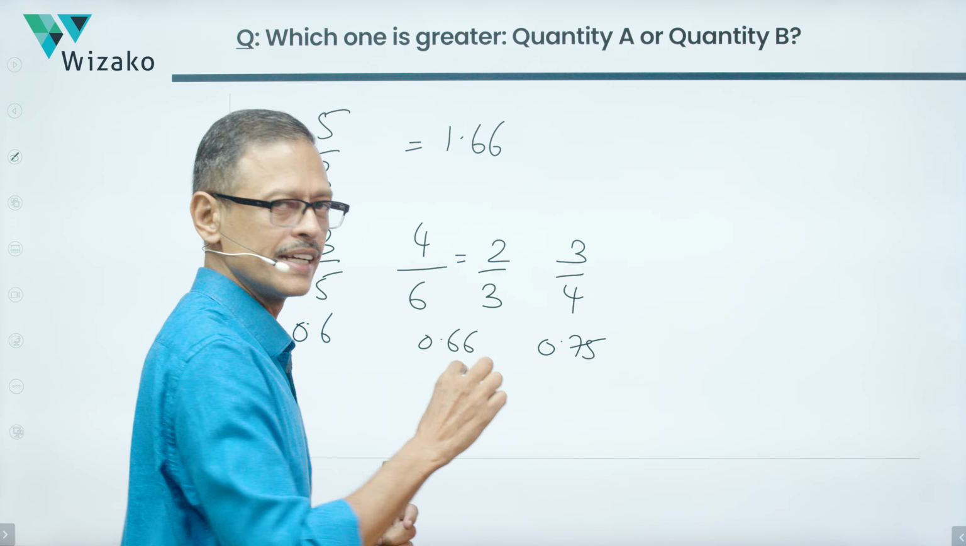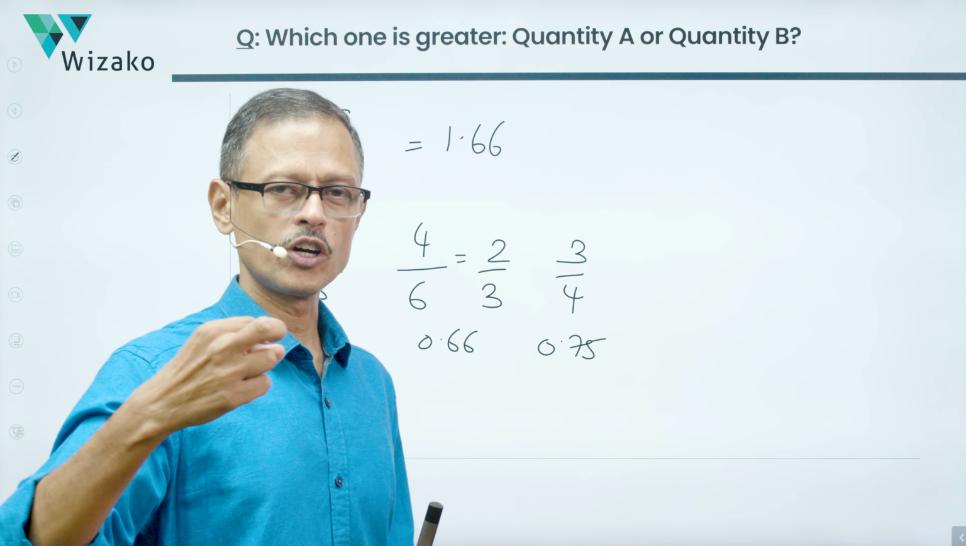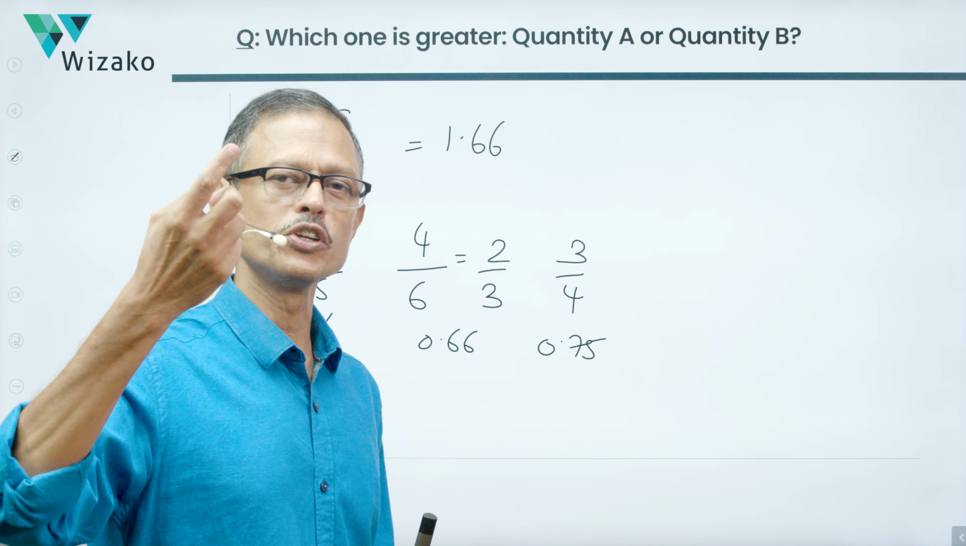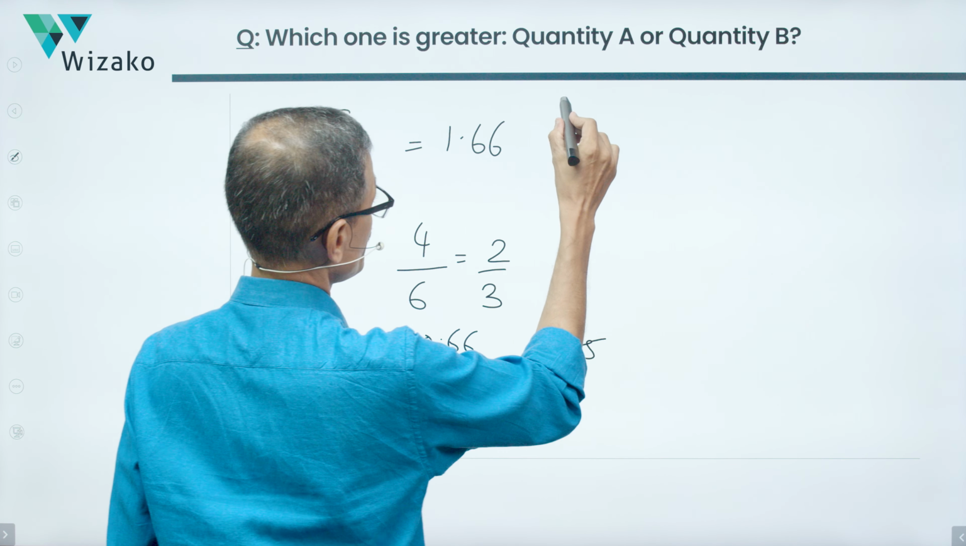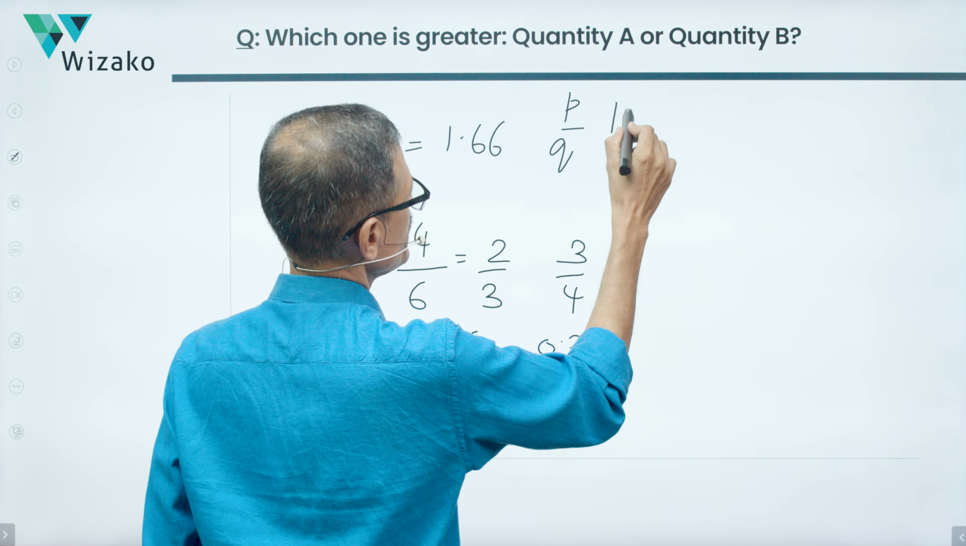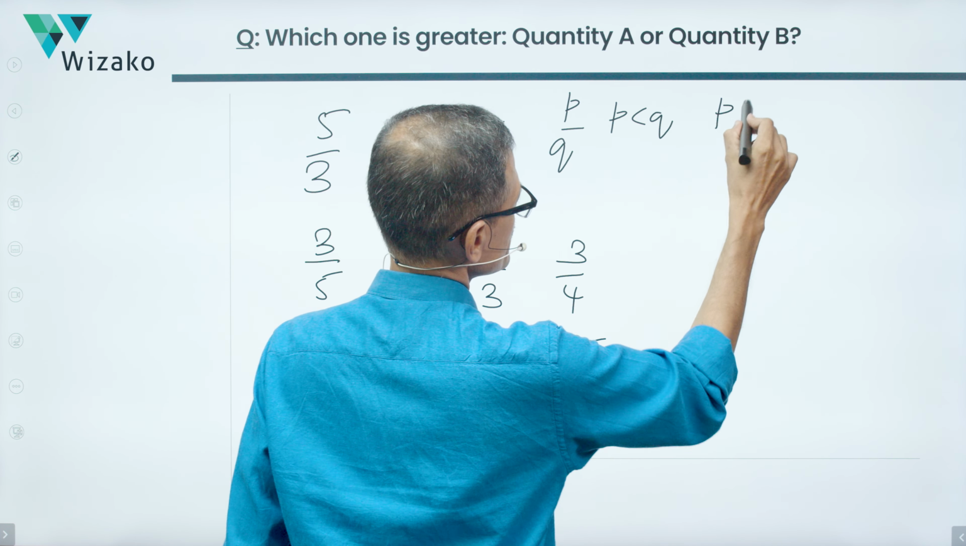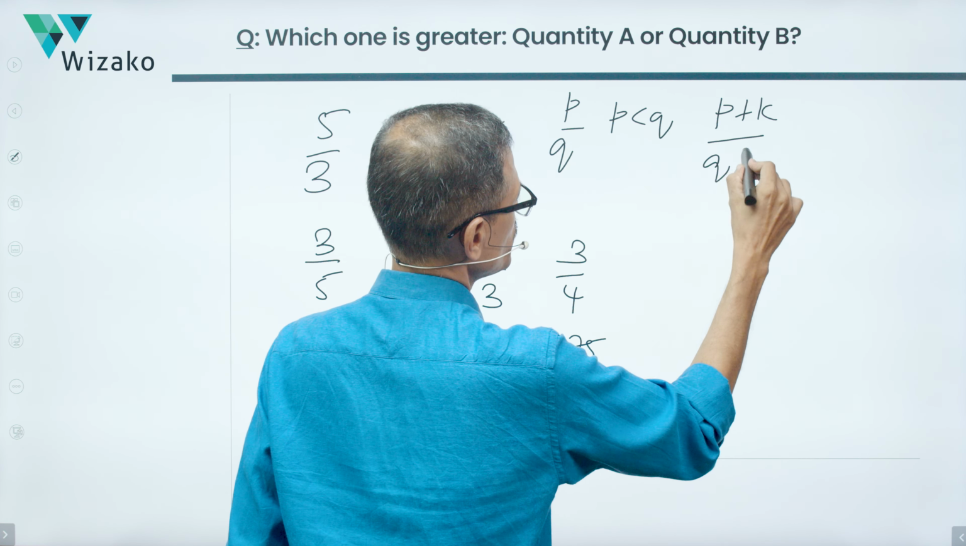Now this 2/3, you added a 1 to the numerator and 1 to the denominator. The same positive quantity is added to both the numerator and denominator. The value of the fraction increases further. So if I have a proper fraction, p/q, where p is less than q, p plus k, where k is a positive number, q plus k, right?